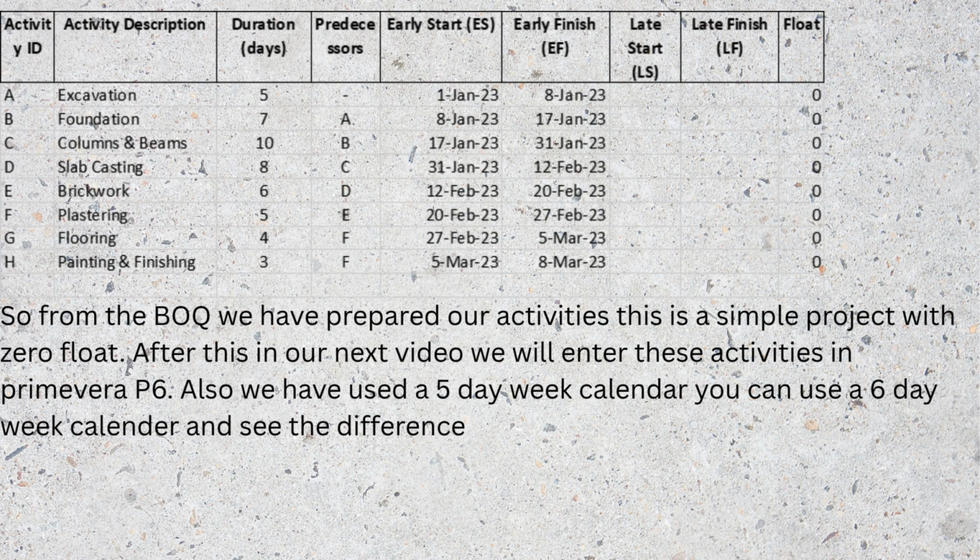Then we have got columns and beams. So we are first moving by structure. We'll complete the structure, columns and beams. They are going to take 10 days, and then plastering the slab. This will just complete our structure part. Then we are going to move into the finishing part, that is brickwork, and then plastering and flooring and painting and finishing.